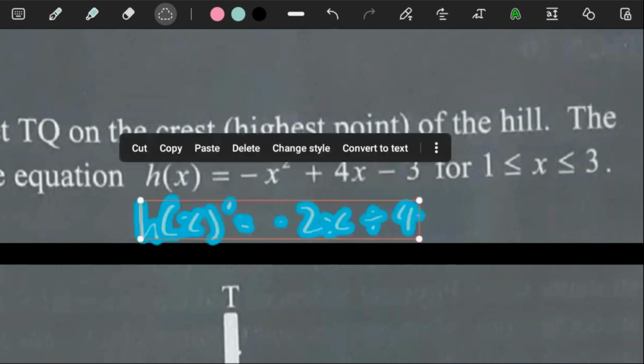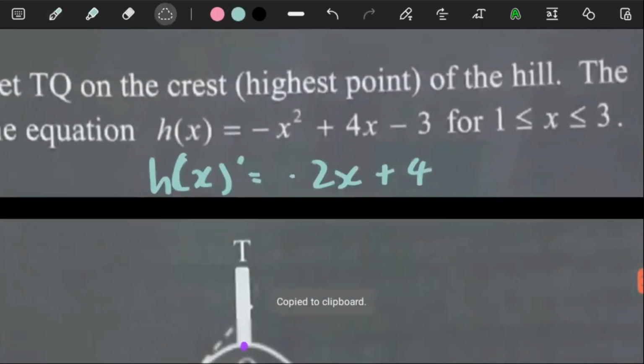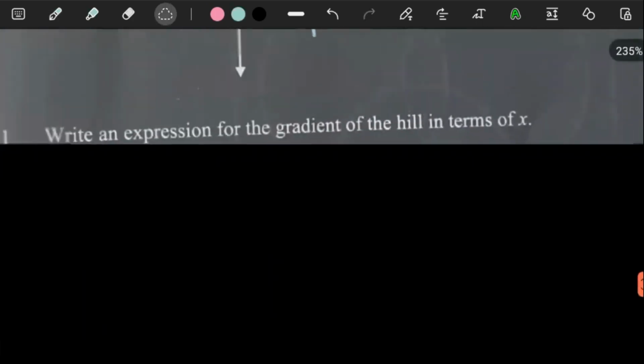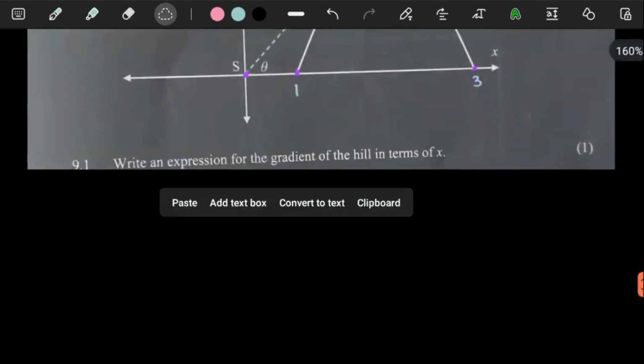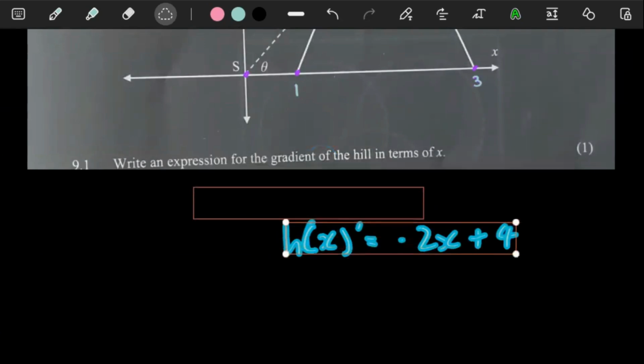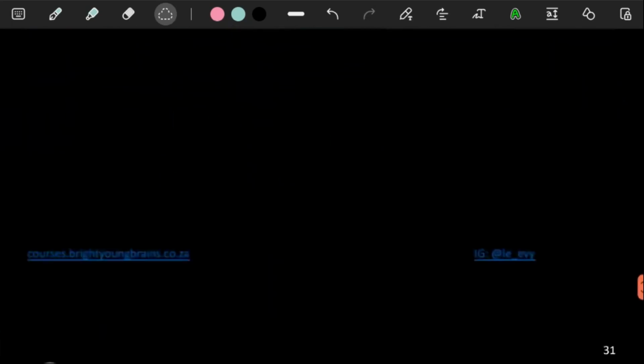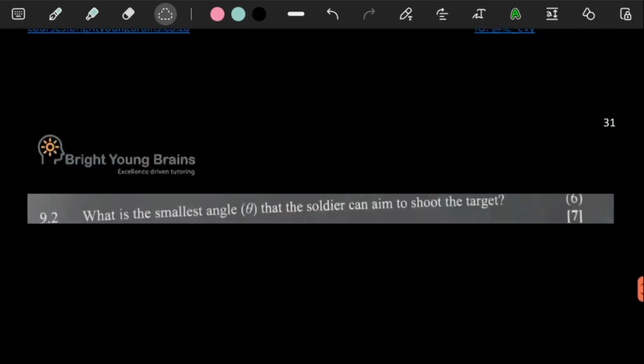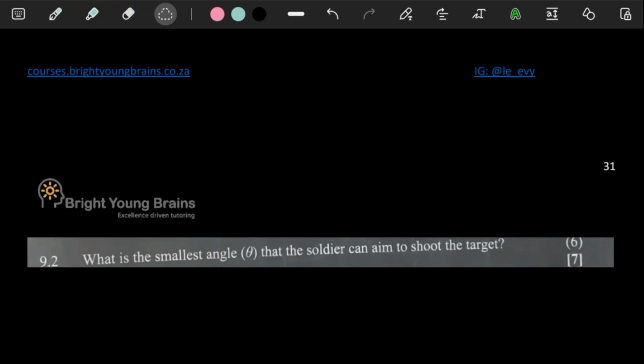Take all this, let me copy it. This is what we have for question 9.1. So we can just paste that over there. Paste it, make it go bigger. And then it says here, what is the smallest angle theta that the soldier can aim to shoot the target?